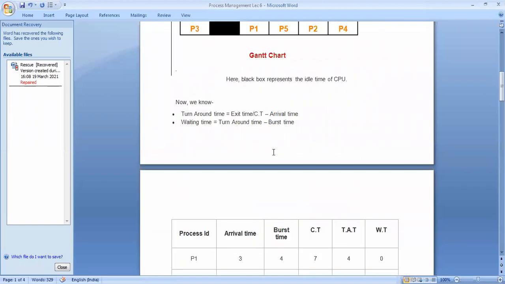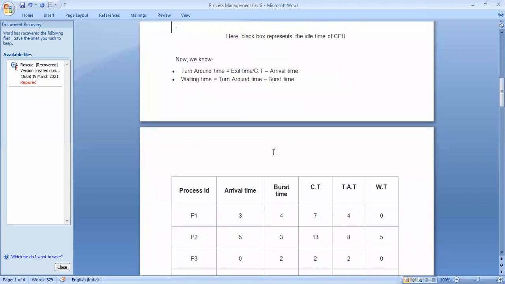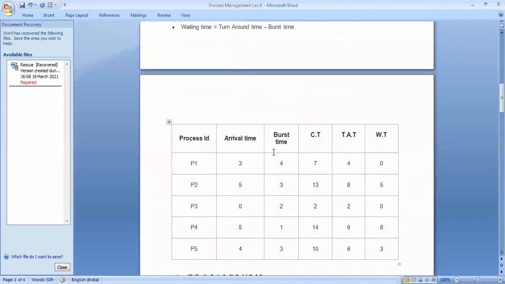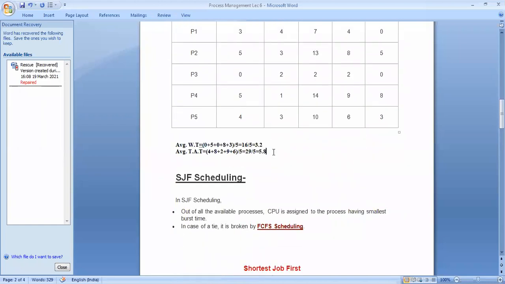I already explained the most important points, the convoy effect, and the advantages and disadvantages. So just go through them. I already uploaded the class notes to Google Classroom. Once you go through them, I think your concept will be clear. You check any other problem, take it and solve it. I will give the assignment also, so you try to solve it yourself.